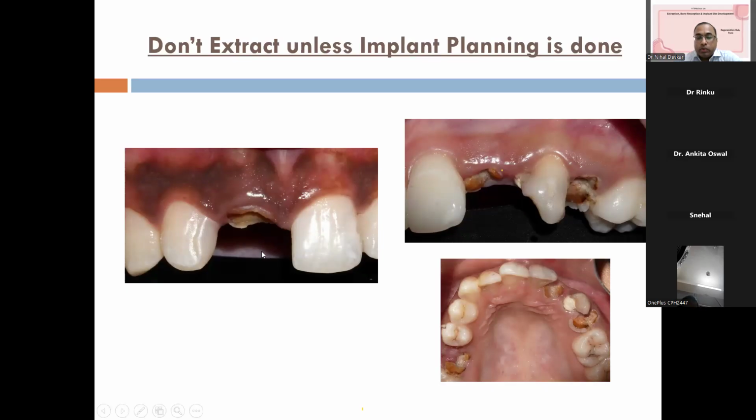You can keep the root, you can prescribe antibiotics, or if at all there is no pain, you can keep the tooth, you give a provisional, until you're very sure about what implant planning you want to do, what provisional or what temporization you want to do for this particular tooth or this particular site or multiple sites they could be. So this all has been dictated by the previous studies.